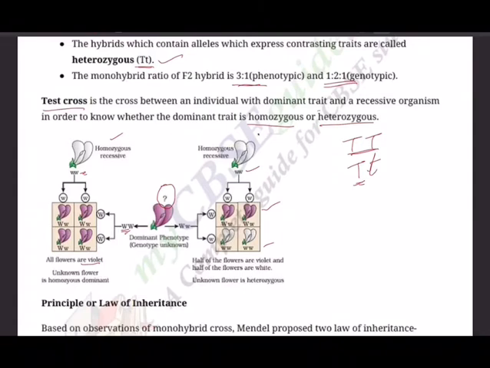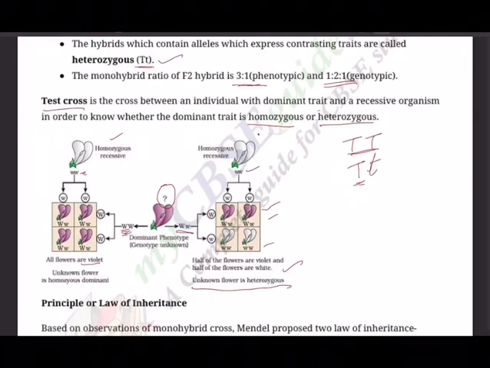So if 50% of the F2 generation, or the filial generation, is 50-50, that is 50% violet and 50% white flowers, then the unknown flower is heterozygous. So whether it is heterozygous or homozygous, this is the purpose of test cross.